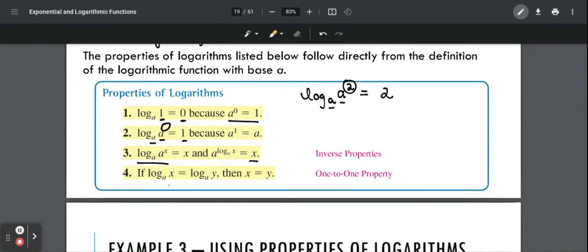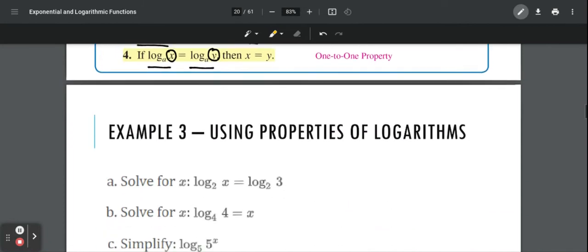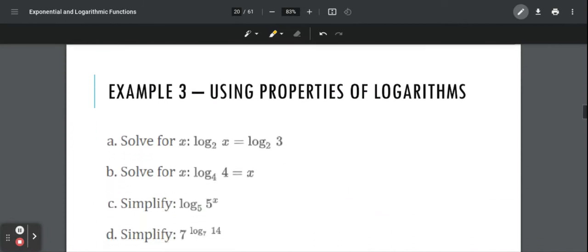And if you have the log base a of x and it equals the log base a of y, then whatever you're taking the log of would have to be equal to each other in order for those two sides to be equal. So let's use the properties. For a, if we're solving, so this is if we have the log base 2 of x and it needs to equal the log base 2 of 3, in order for these to be equal, then these two parts would have to be the same. So we would know then that x has to equal 3.